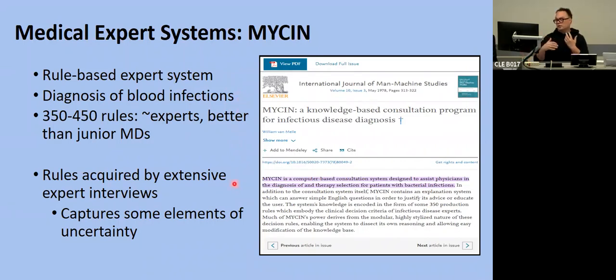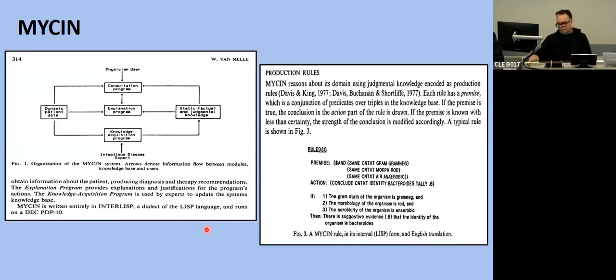The rules did acquire extensive expert interviews, and they brought those interviews to the table and into the program, via the back end of the decision tree. It does capture some elements of uncertainty by introducing probabilities. And so here's a probability as a conclusion, going through these three steps in that command line sort of rule-based expert system for MYCIN.